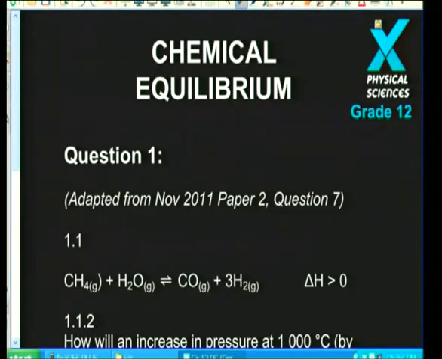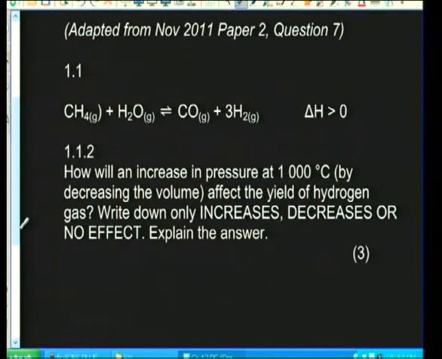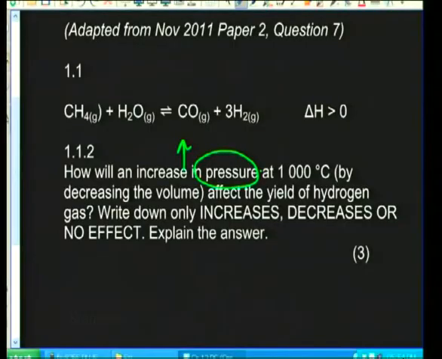Again, we have the same chemical reaction and a sub-question of that. How will an increase in pressure, now pressure is one of the things that affect chemical equilibrium, at a specific temperature by decreasing the volume? And you know, if you decrease the volume of a container, the pressure inside will build up. So we're increasing pressure by decreasing the volume. How will that affect the yield of hydrogen?